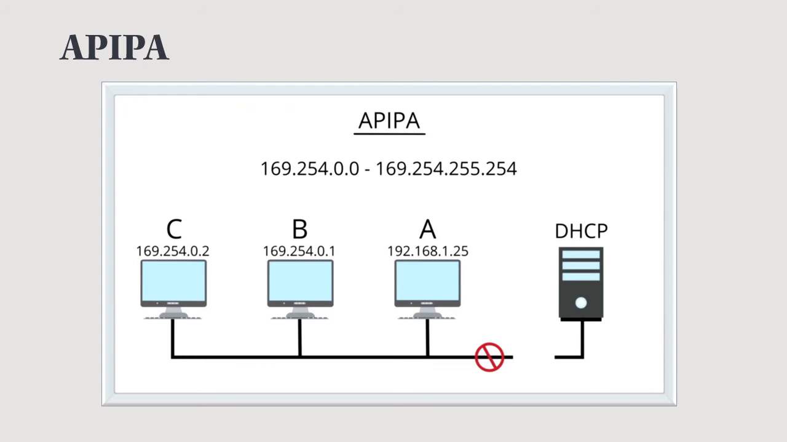Now, in this situation, computers C and B would be able to talk to each other, but they wouldn't be able to talk to A or to any other resources on our subnet, and they wouldn't be able to get out to the internet because they wouldn't be able to reach our default gateway, because they're on the 169.254 range. Typically, our default gateway is going to have a static IP address that's not in the APIPA range. So as we can see here, this would cause a lot of problems, because as these computers start to fall into APIPA addressing, they're going to lose connection with the rest of the network.